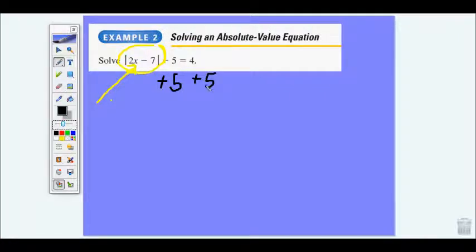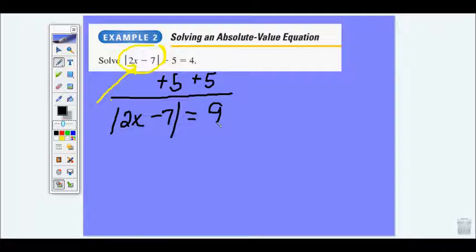I'm now not dealing with the simple absolute value equation that I had in the last example. So now I have only my absolute value on this side of the equation, and that equals 9. Now I am at an absolute value statement, so I can do the same as I did in example 1, and I can say 2x minus 7 equals 9, or that 2x minus 7 equals negative 9.